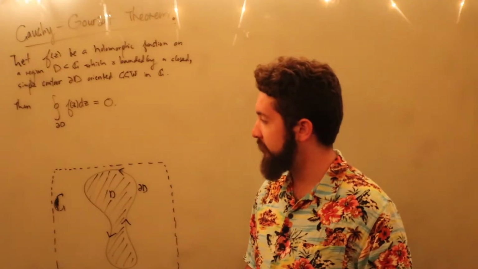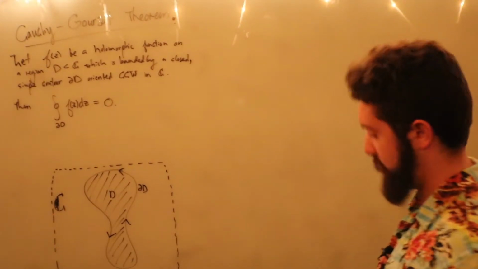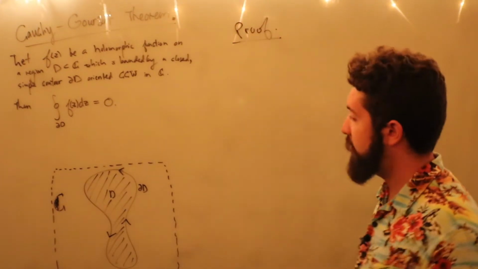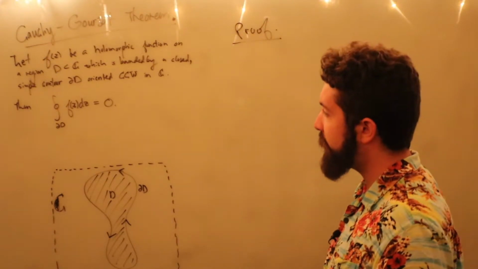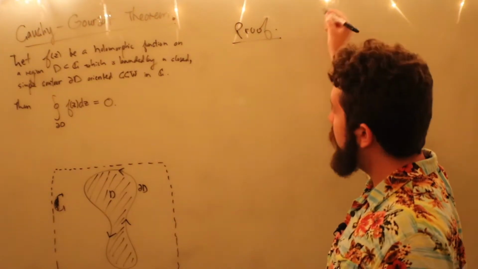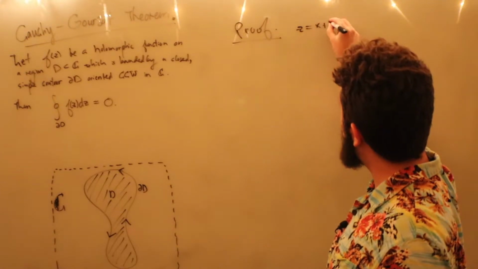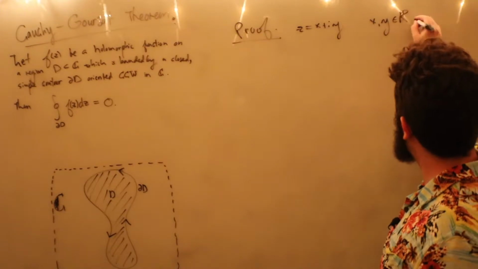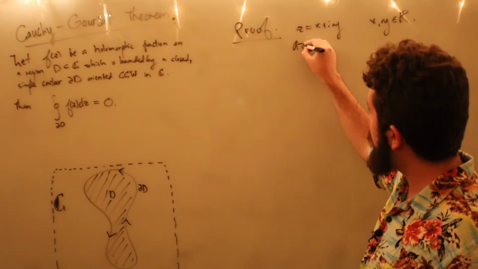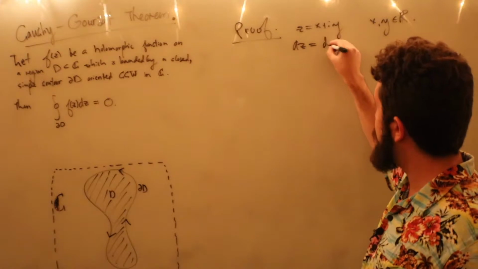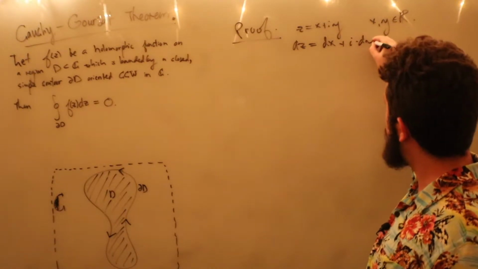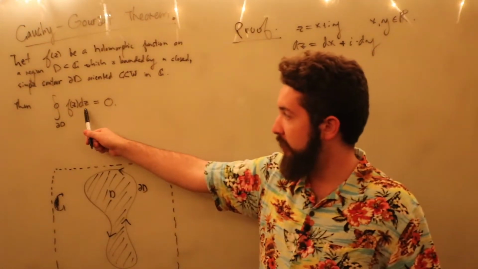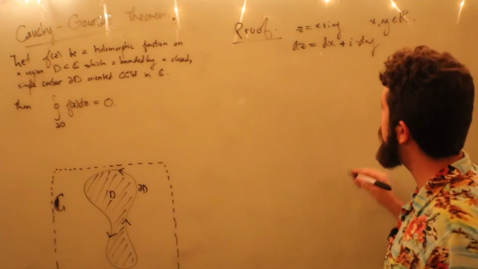How can we show this? Well, it's a very neat fact. Let's do the following. Let's call z equal to x plus iy, where x and y are real numbers. And thus, we're going to call the differential of z, dz, equal to dx plus i dy. This is our form which we're integrating, multiplied by f.